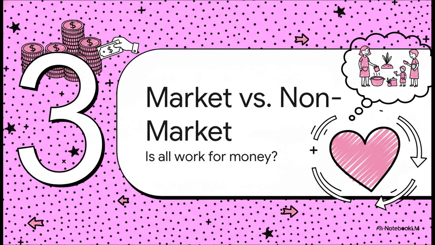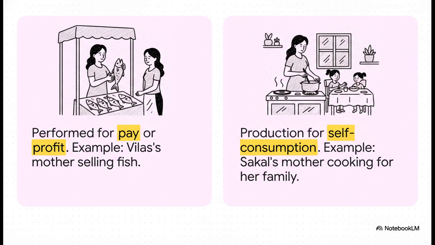Okay, so apart from these three sectors, there's another very interesting way to classify work, and it starts with a simple question. Is every kind of work that people do performed to earn money? The answer is no. We can divide activities into two types. On the left, we have market activities. This is any work done to earn a salary or to make a profit. Remember the story of Villis from your book? His mother sold fish in the market to earn money. That is a market activity.